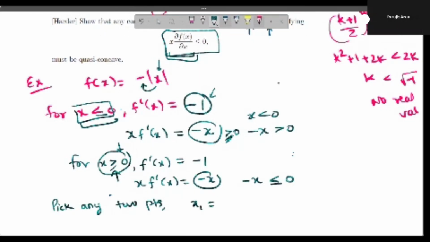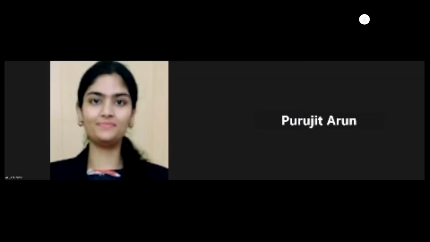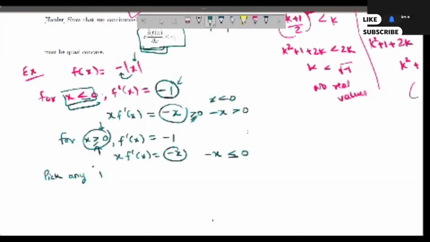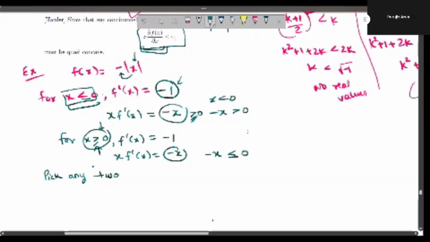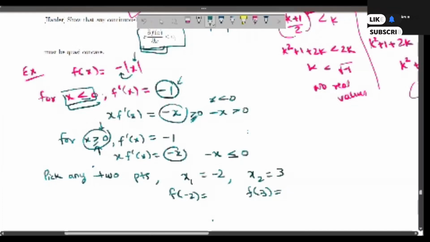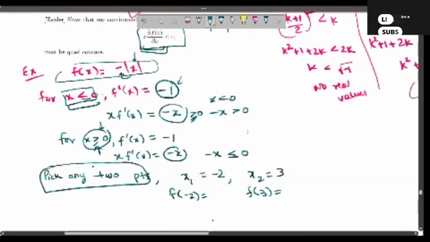If I substitute x1 as -2 and x2 as 3, if I'm putting two values, what will be my f(-2) and f(3)? Ma'am, over here, what is x1 and what are the 2 points here? Remember what the pairs are.